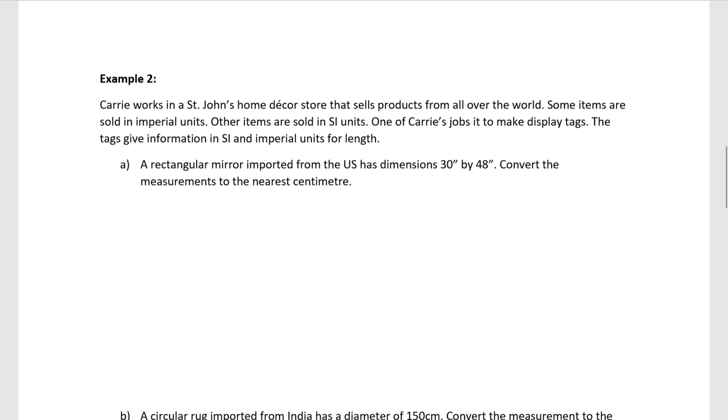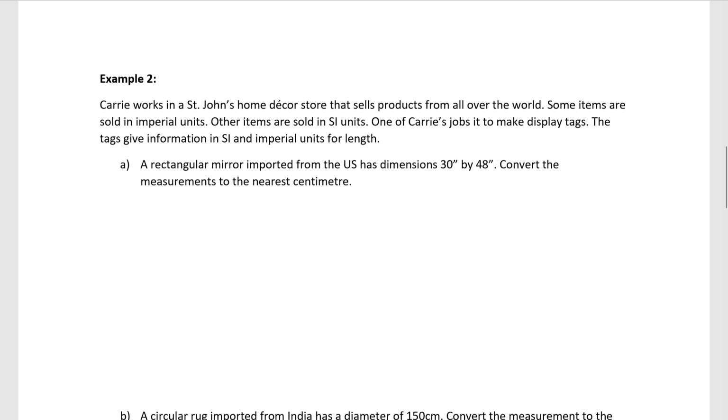Carrie works in a St. John's home decor store that sells products from all over the world. Some items are sold in imperial units. Other items are sold in SI units. One of Carrie's jobs is to make display tags. The tags give the information in SI and imperial units for length.